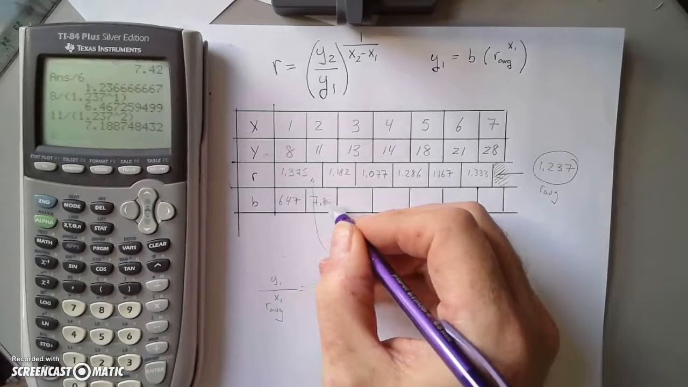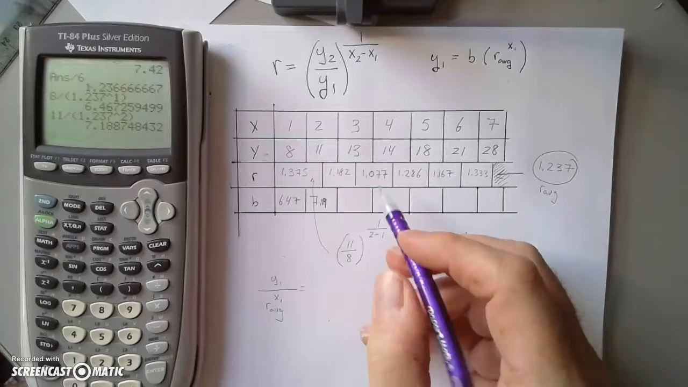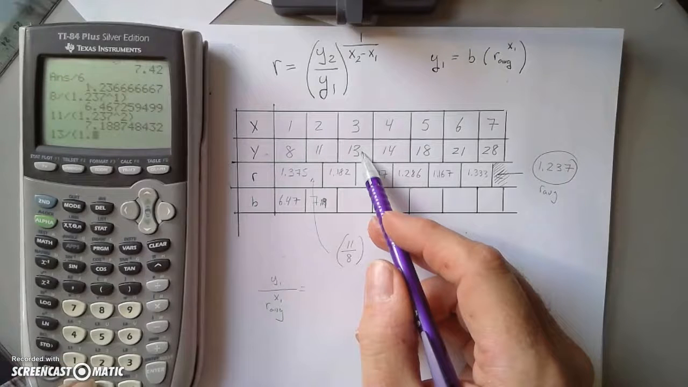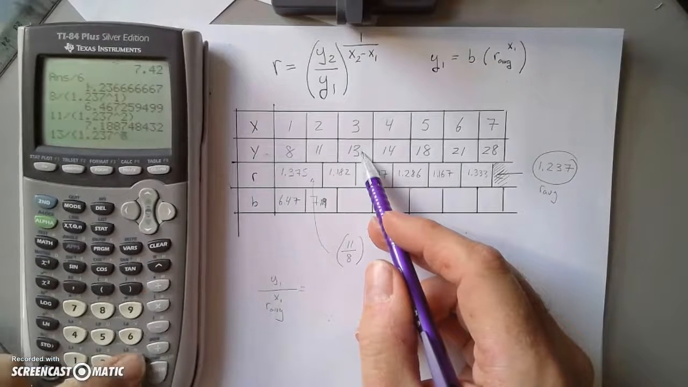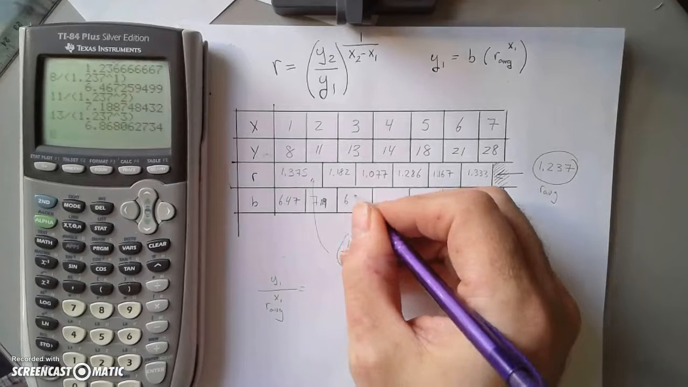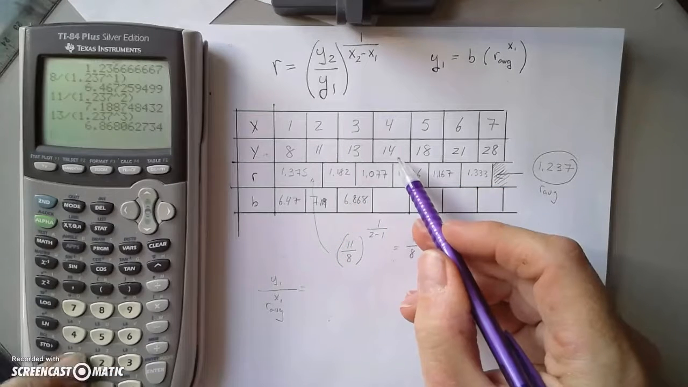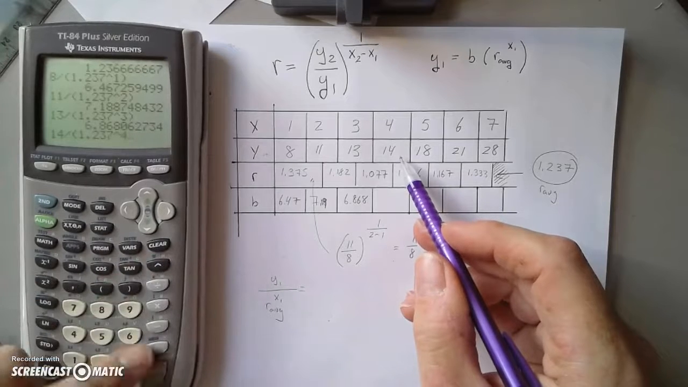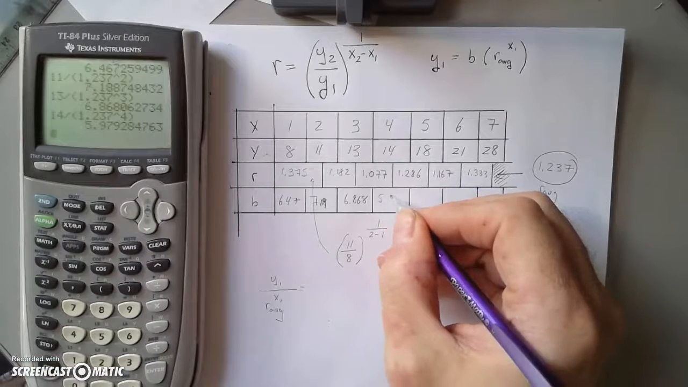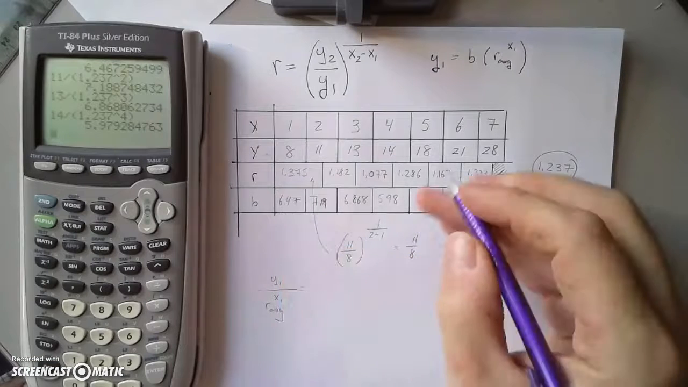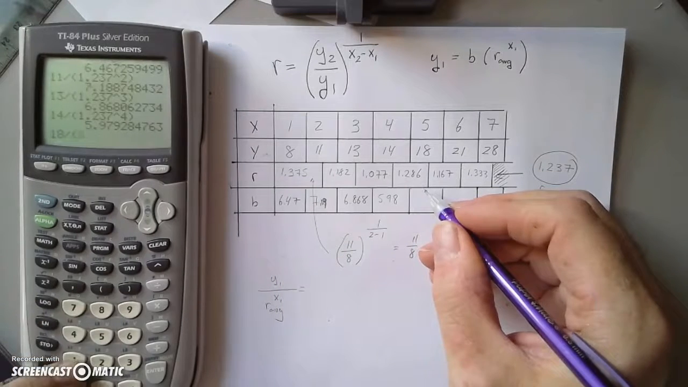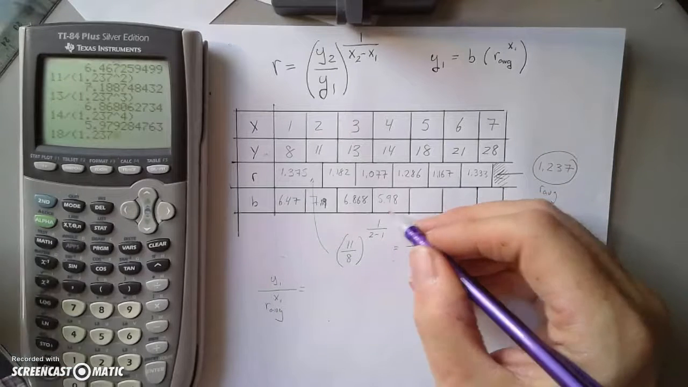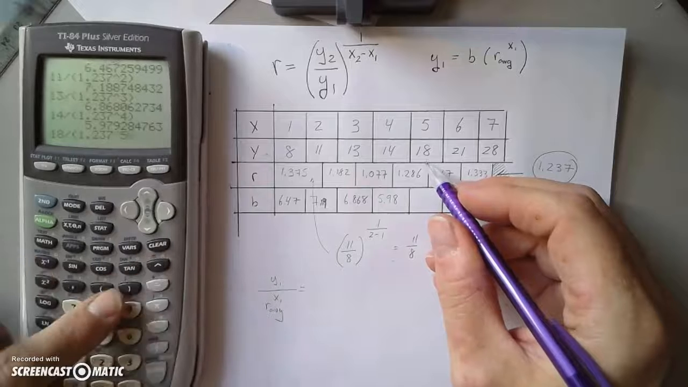That's 7.19. The next one would be 13 divided by, in parentheses, 1.237 raised to 3. That's 6.868, and then 14 divided by, parentheses, 1.237 to the 4th power. One thing you should notice is that these B values should end up being roughly the same. They shouldn't get much smaller or much larger. They should all hover around some basic value, is the idea.